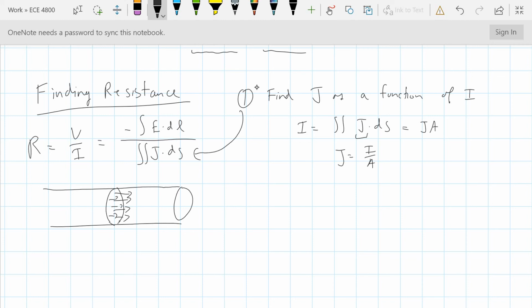Second step is going to be to find E as a function of I. This is also a quick step. What's the relationship? We put a note like that: the currents are uniform, that's why we do that. J is uniform.